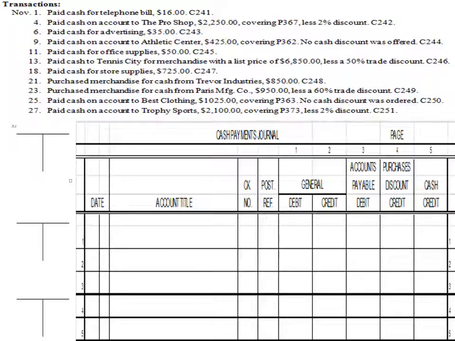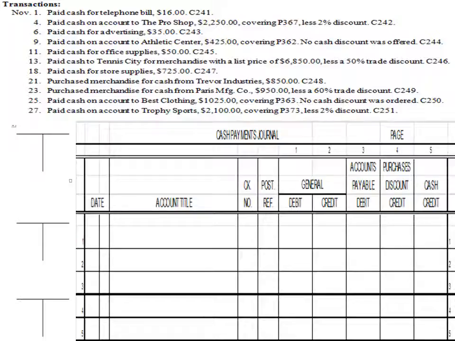But for the most part you're going to be paying cash. So your indicator here is that you're paying cash. If you pay cash, you're going to be using your cash payments journal. That's kind of your indicator. On top of that, column 5 will always have a number in it. So this operates very similar.